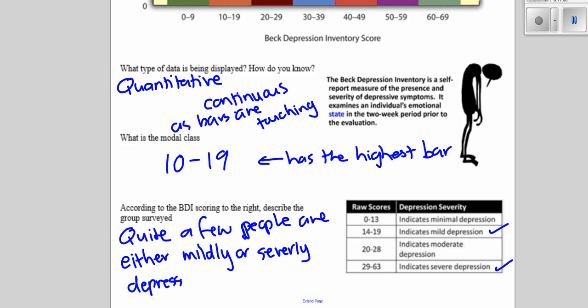Mildly or severely depressed. Hardly anyone was minimal depression. So minimal depression was really low. There's only like 3 people that had minimal depression. And even fewer people have the moderate, the in-between. Very few people have the moderate. So it must be a very popular thing to be either mildly depressed or severely depressed, according to that survey. Amongst those survey respondents, that is. Yeah, mainly because the 2 spikes were in the severely and the mildly.